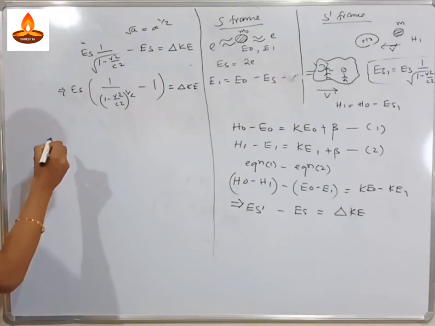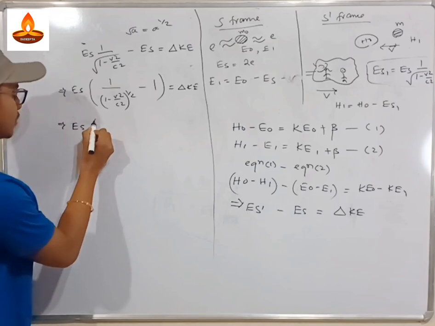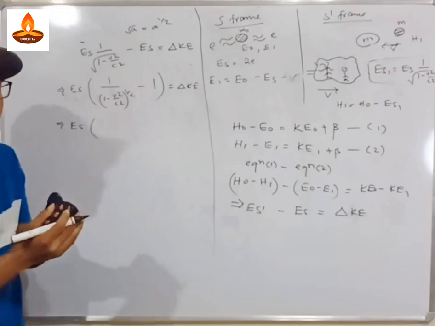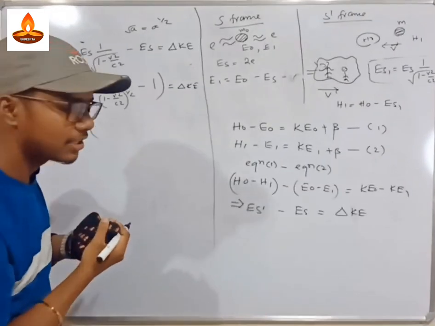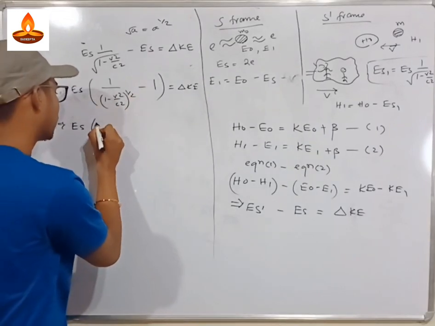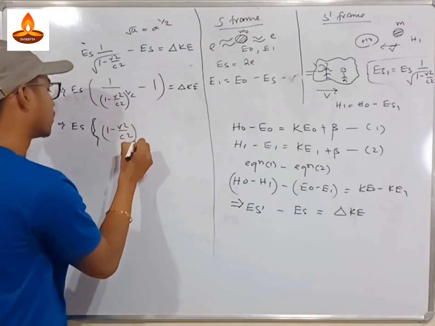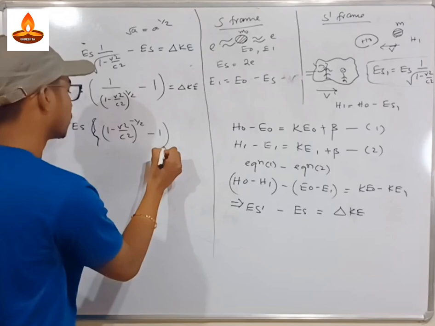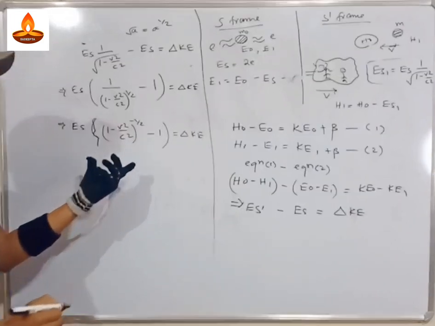The simple process will happen in the next step. ES into, if the power goes from the denominator to the numerator, it will be minus 1 by 2. So what will happen here? (1 minus B square upon C square) to the power minus 1 by 2, minus 1, is the change in kinetic energy.